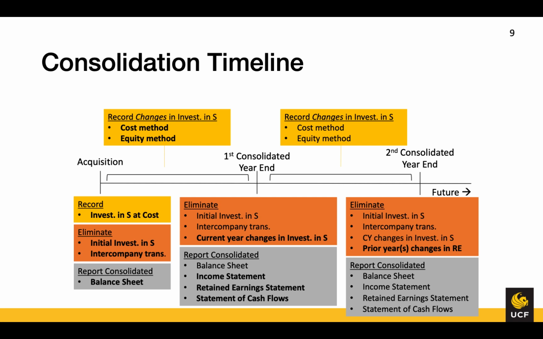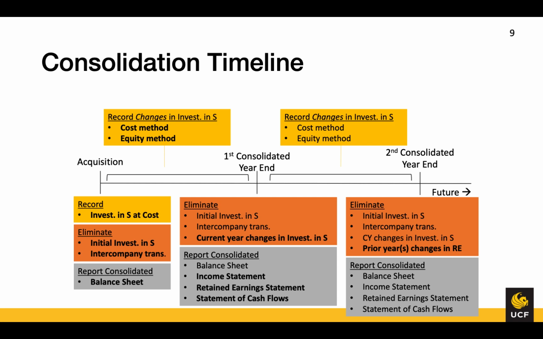As you can see from the graphic, we're adding a few new things to our second year consolidated year end, but not too much has changed in general. So during the course of that second year, we would again, as the parent company, record any changes to investment in S under the cost or the equity method. And then we would, of course, need to still eliminate our initial investment in S, any intercompany transactions, and any current year changes in our investment in S.